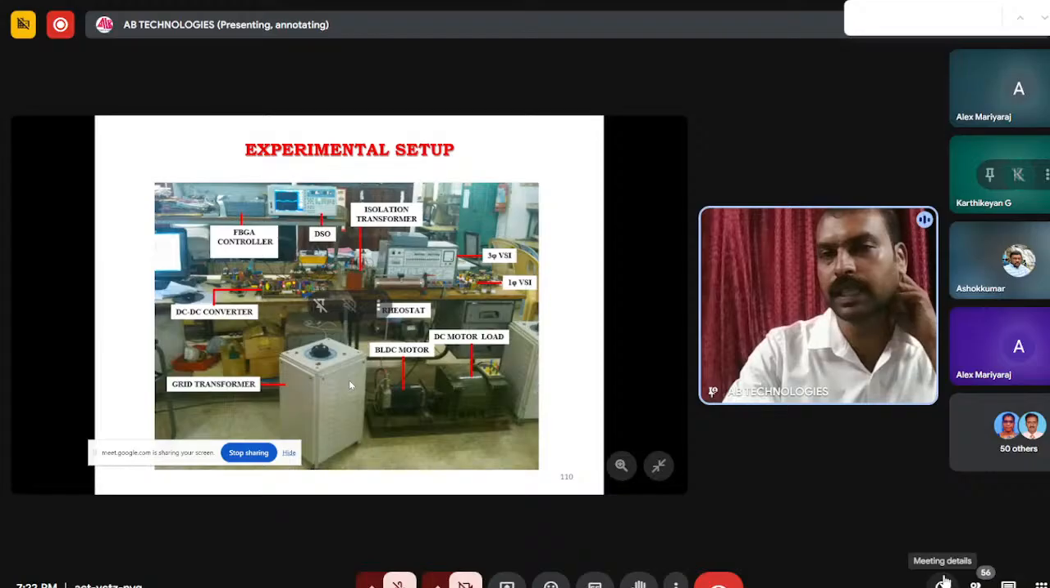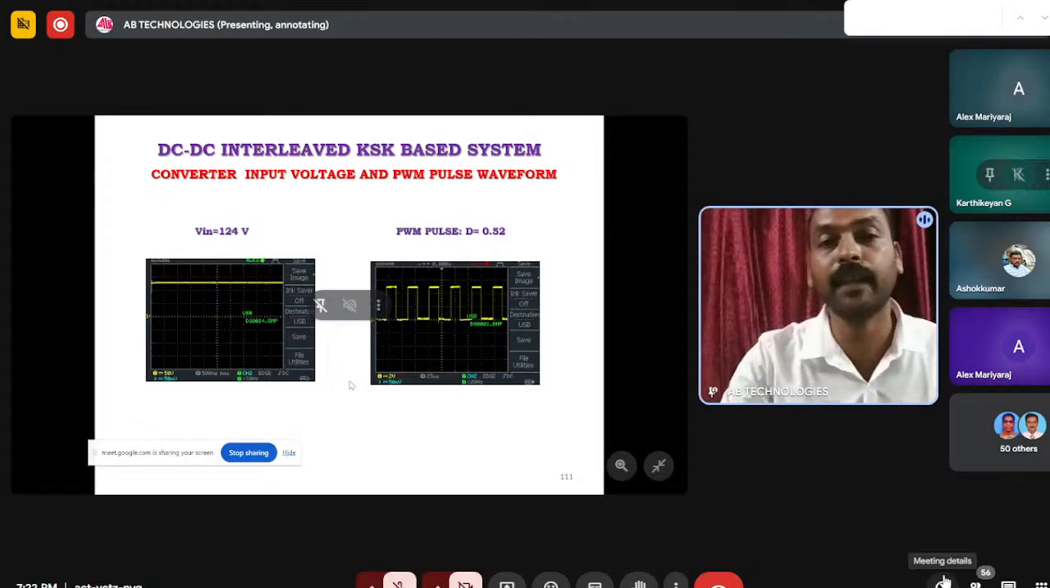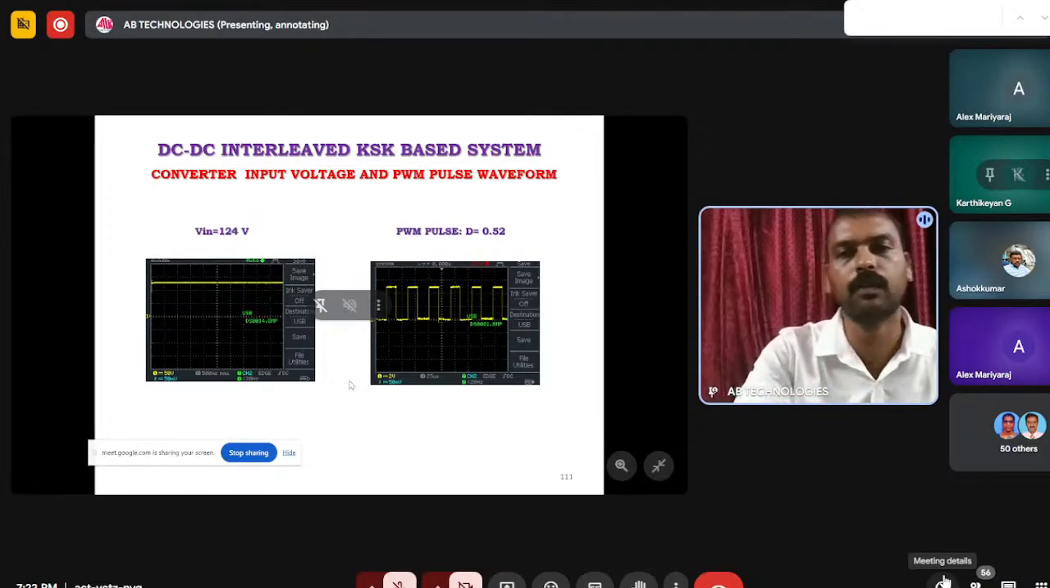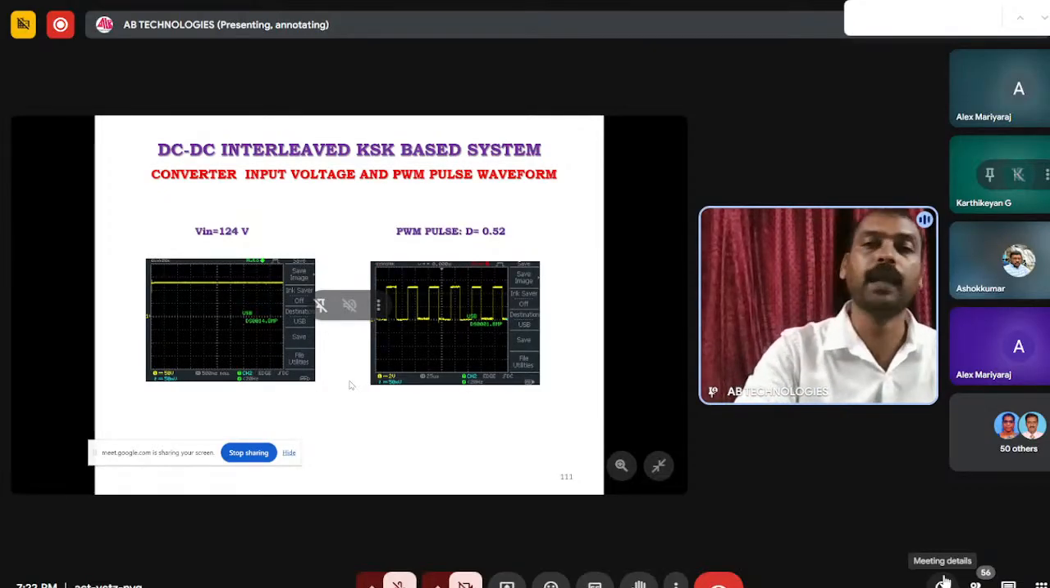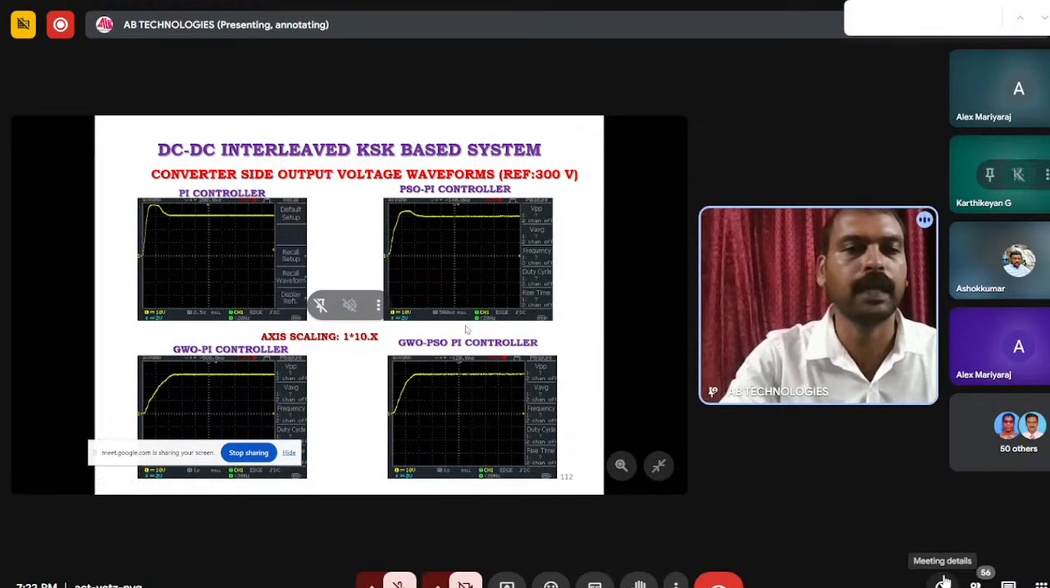So this is the hardware setup. I am providing almost 124 volt. Up to 80 volt, it is providing a constant 400 volt. At the 0.5 duty cycle, we are getting the exact output voltage.